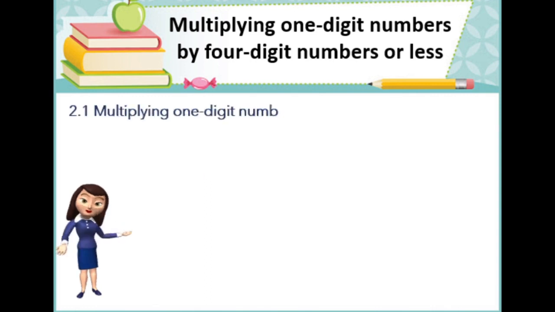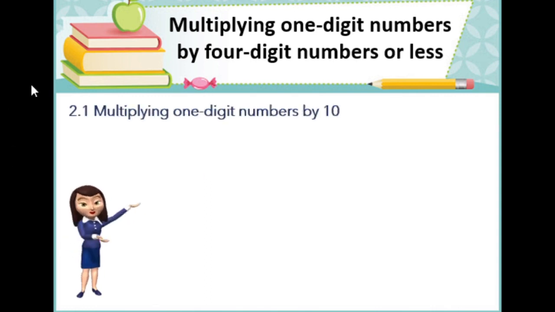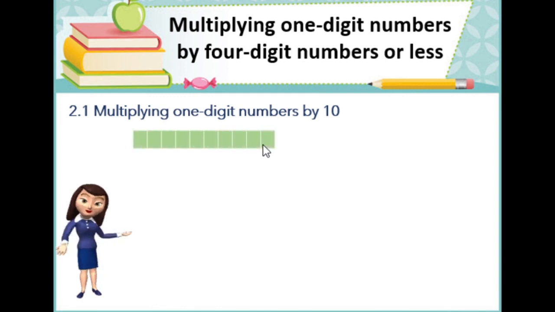Let's first focus on this concept: multiplying one-digit numbers by 10. So what are one-digit numbers? It's 0, 1, 2, 3, 4, 5, 6, 7, 8, 9. They are one-digit numbers. And how do we multiply them by 10? Let's have an example.